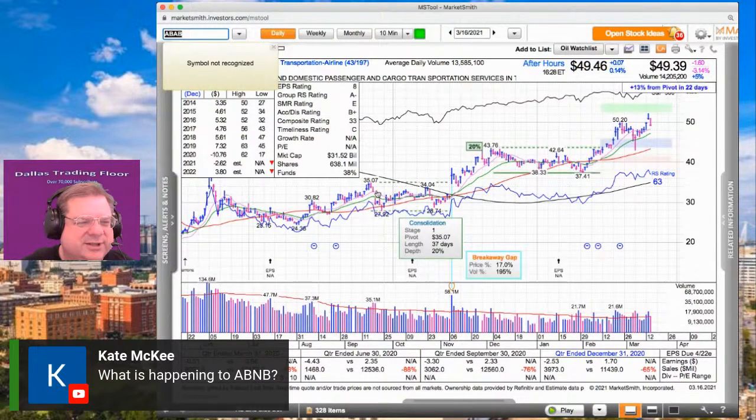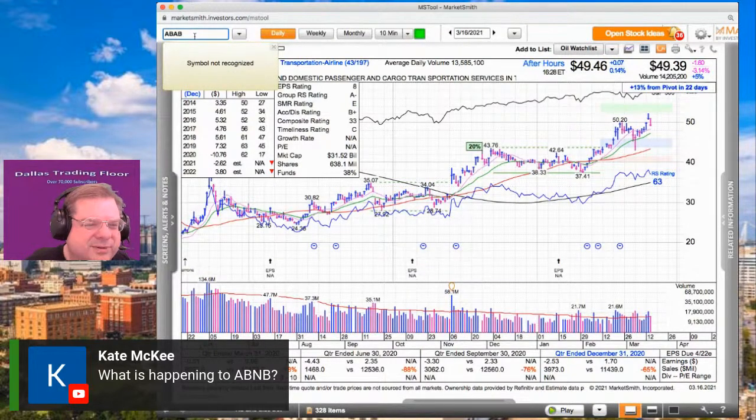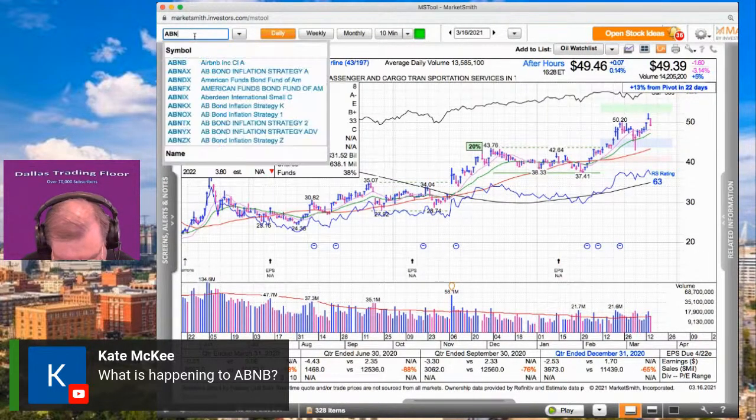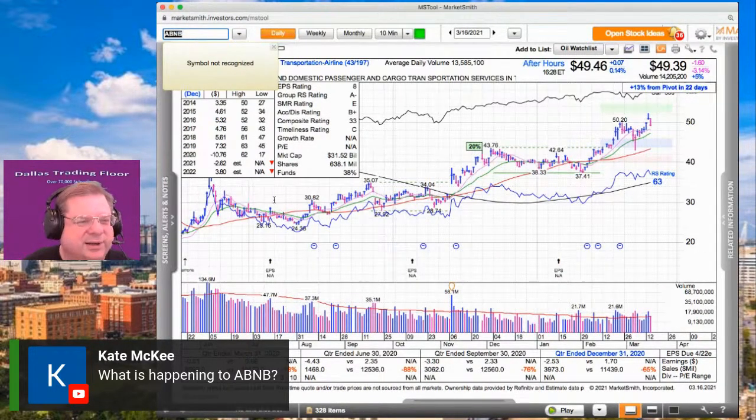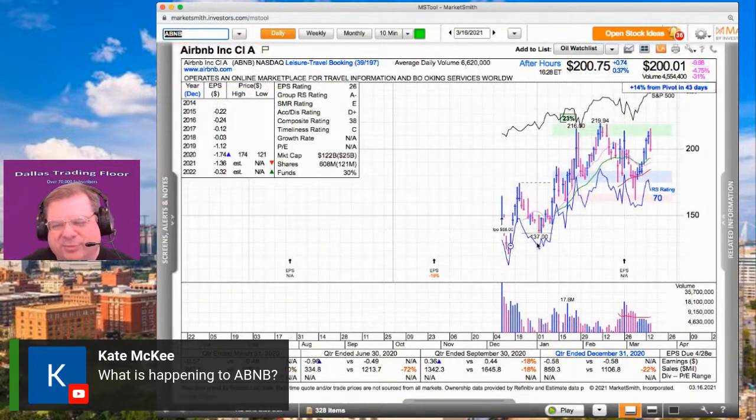And let's take a second. Okay, Airbnb, ABNB. That's the correct way to do it. There we go, Airbnb. It's pulled back a little. I have to admit, I really like this stock. It basically closed at 200. It closed really extended above the 21-day line.